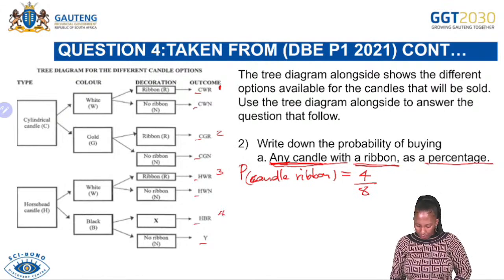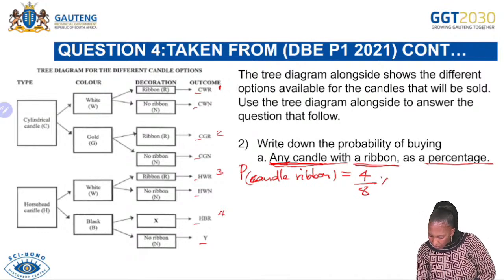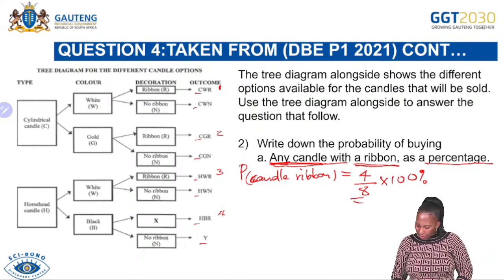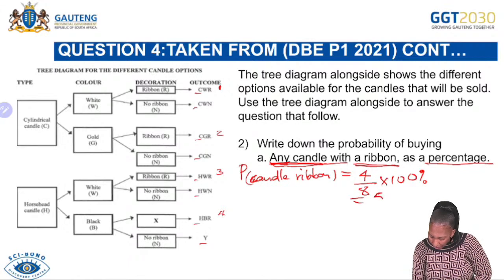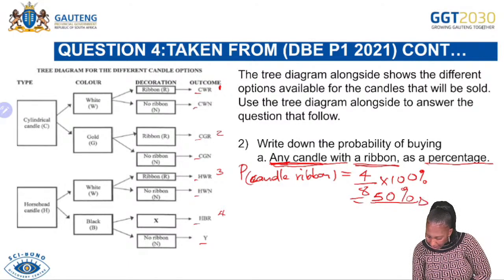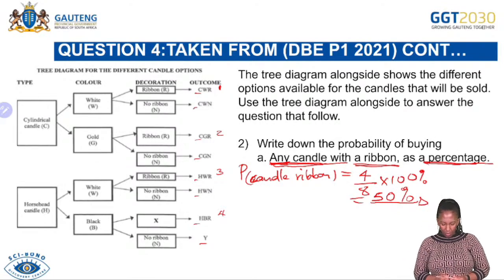If the answer is 4 over 8, and they said write it as a percentage, we just multiply it by 100%. So we get our answer to be 4 divided by 8 multiplied by 100, which is 50%, because they said write your answer as a percentage. That's how you get your answer, boys and girls.